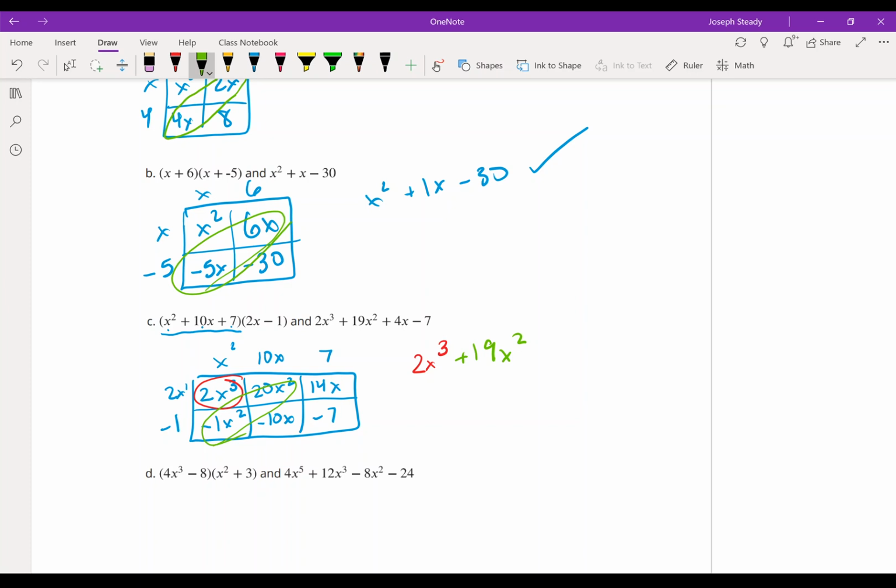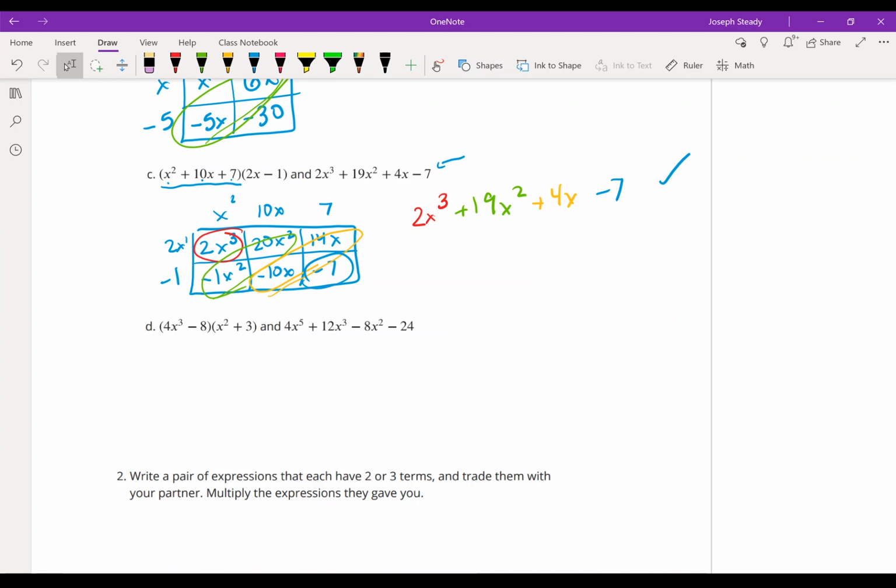Moving on, we've got 14x and negative 10x. Those are both x pieces, so they can combine. Those combine to give me positive 4x. And then that last piece there, negative 7, is by itself. Nothing else to combine with, so it's just negative 7. That does match with the answer that they got.